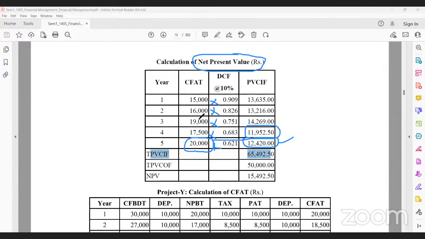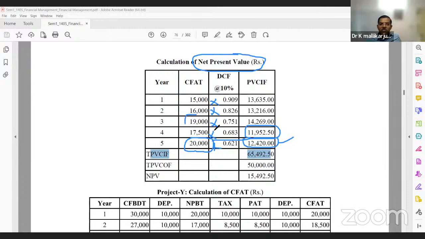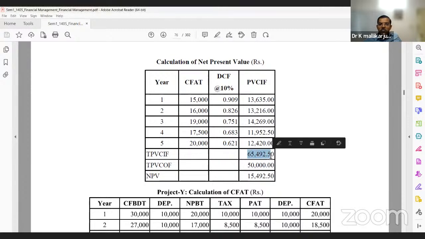7,000, 11,000. At the third year's end, the firm receives this much, but what is today's value? The future values are discounted at a 10% rate of discount. What is the decision here? The total present value of cash inflows is 65,490.50, but the initial investment is 50,000 rupees. So this is a positive NPV. Now we can accept the project.